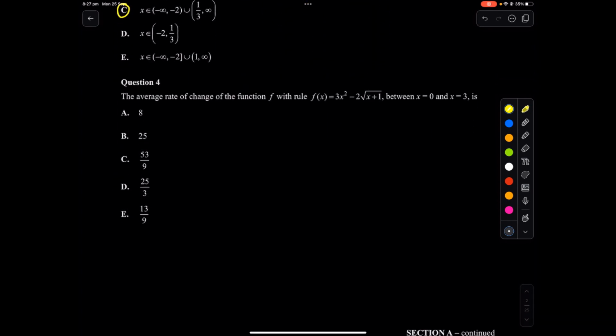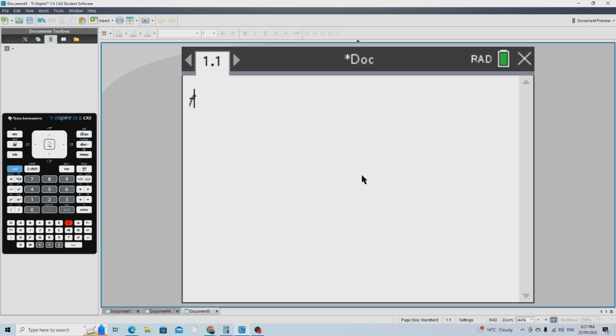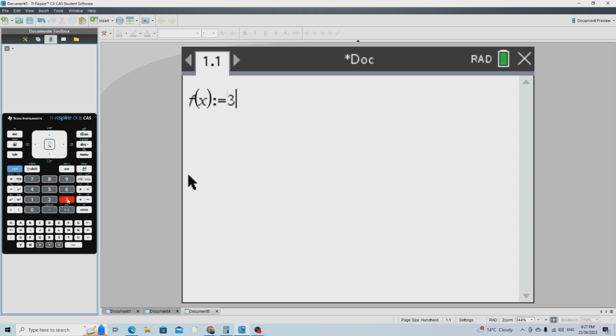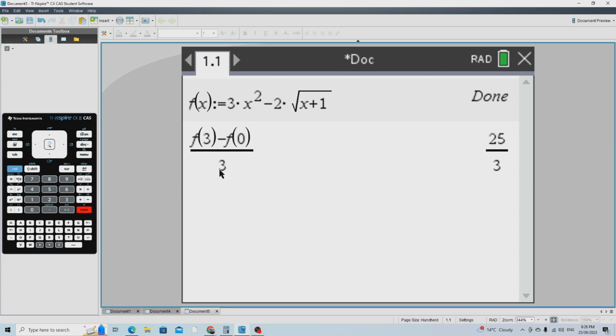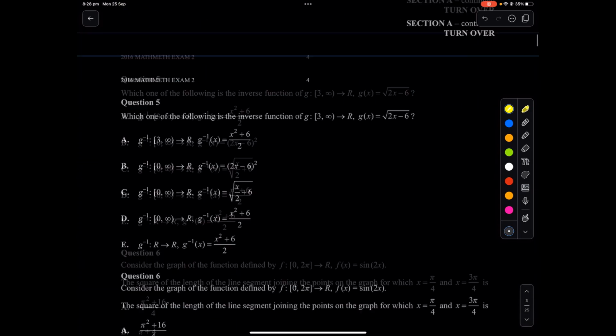Question 4. The average rate of change of the function with the rule this between this and that is what? Easy. So let's just define this function in our calculator. We can say that f of x is 3x squared minus 2x plus 1. And we want it from f of 3 minus f of 0, and put a 3 on here. That's 25 on 3. So choose D as your answer.